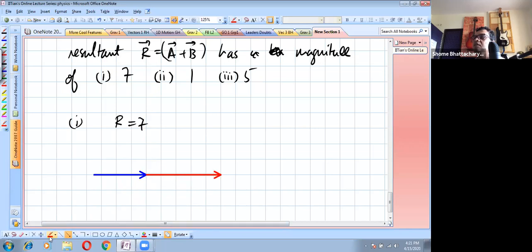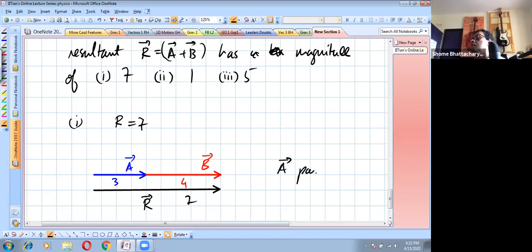Okay, this is the only situation in which the resultant of A and B, now this is 4 in magnitude and this one is 3 in magnitude, this is the only situation in which the resultant of the two, which I can now represent by this vector, will become 7. This vector will become 7 only if the vectors A and B are in the same direction. So A should be parallel to B. This is one way of understanding the problem just geometrically.